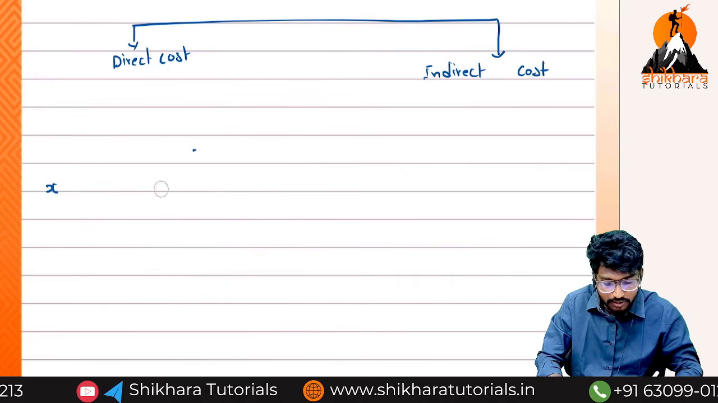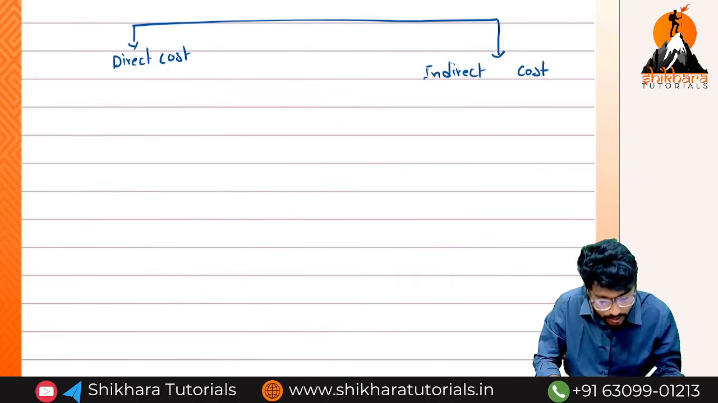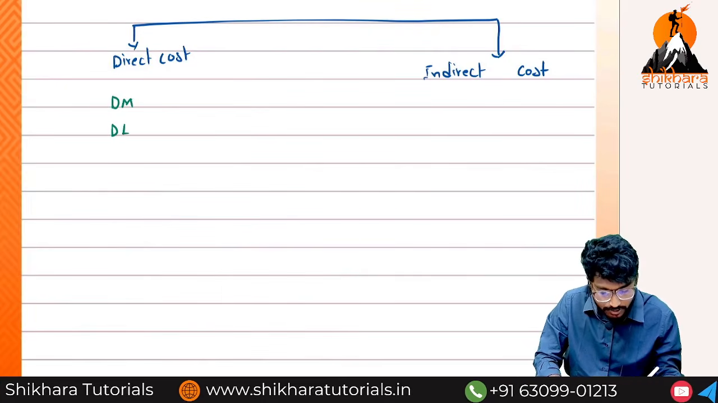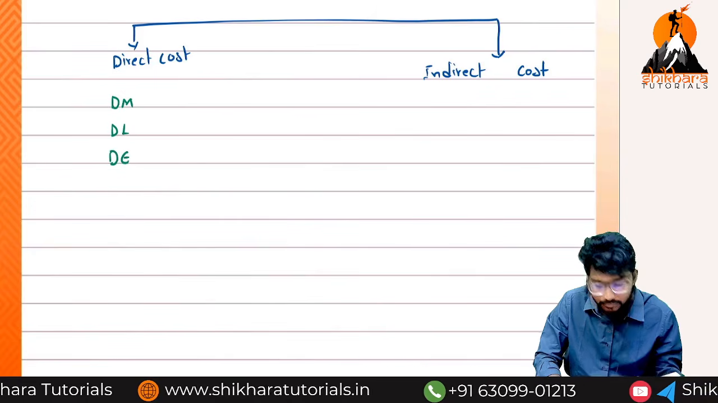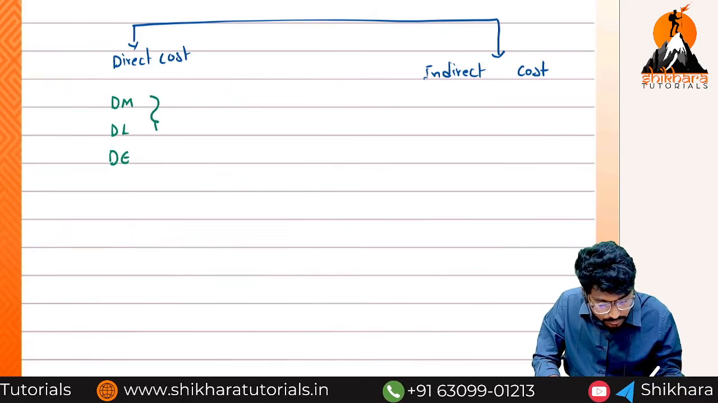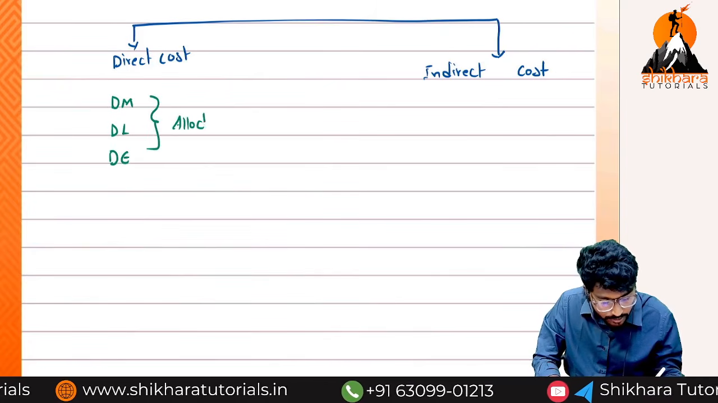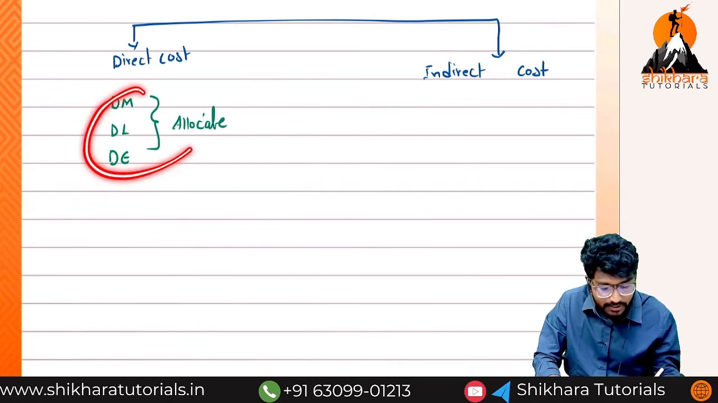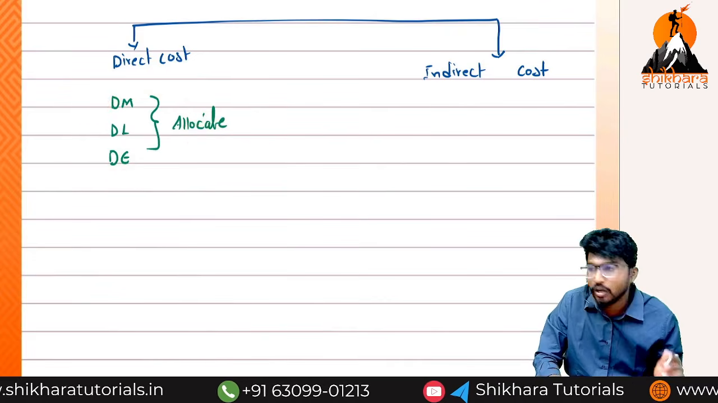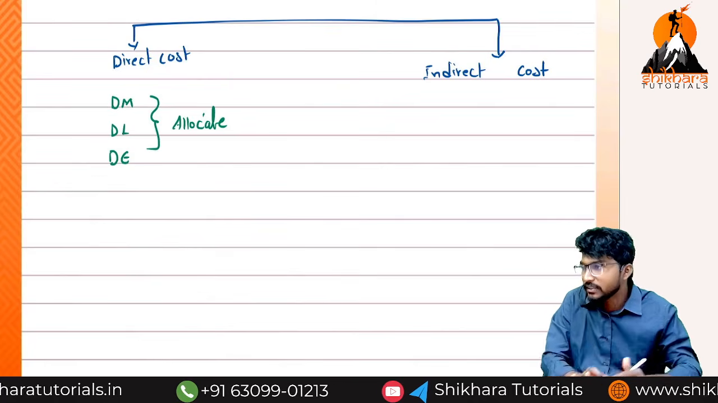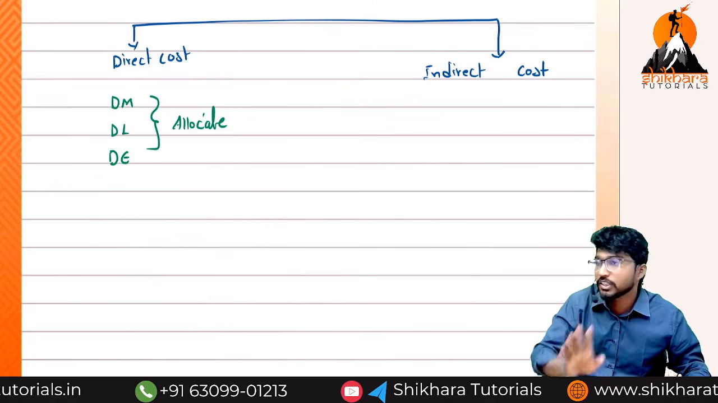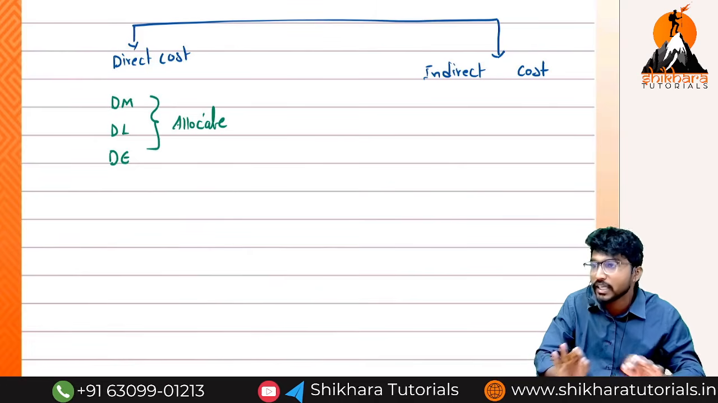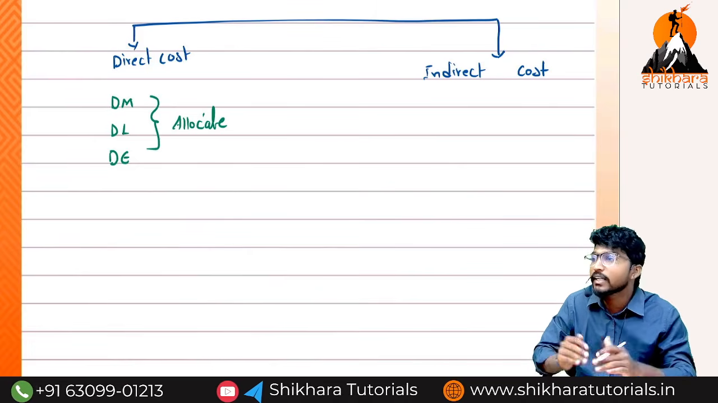For direct cost, there are direct costs like direct material, direct labor, direct expenses. We will allocate these direct expenses directly to the cost object without using any cost driver. We are not apportioning, we are not sharing, we are just allocating directly to whom?